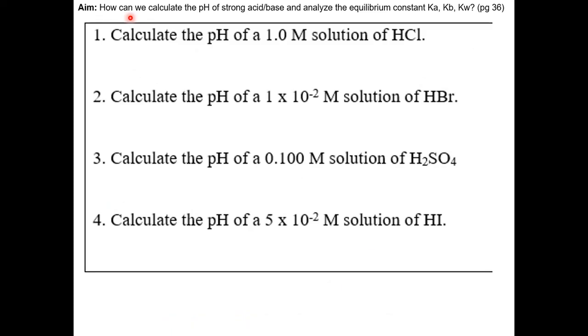For this practice, calculate the pH of the strong acid or strong base. Try to do this yourself. Pause the video, resume when completed. Here are the answers.